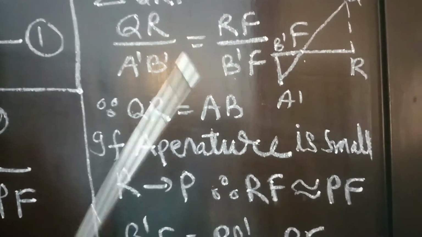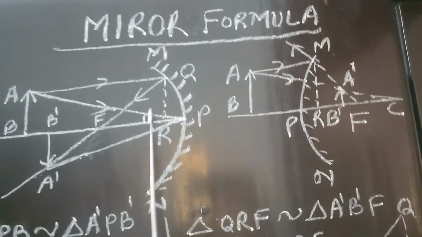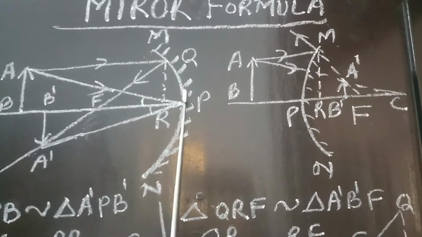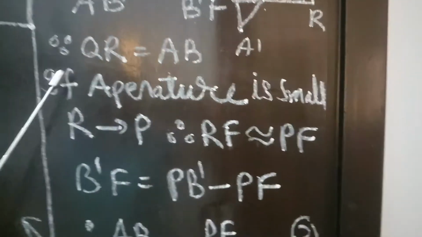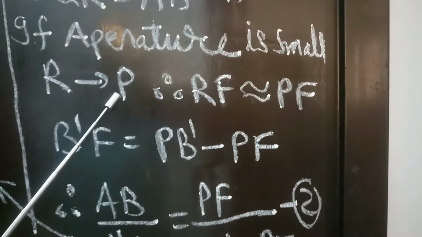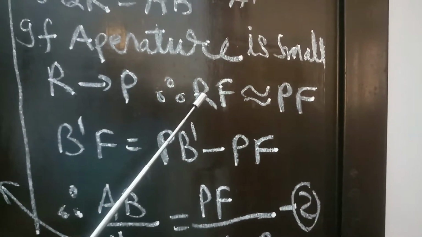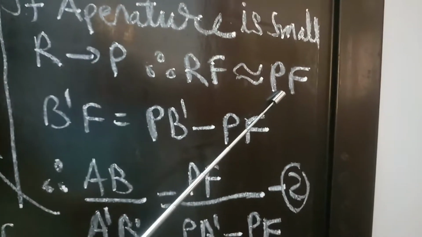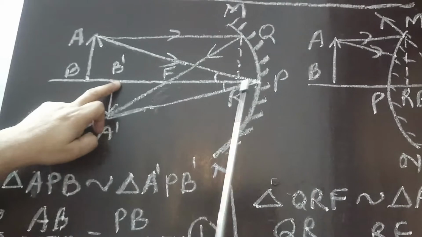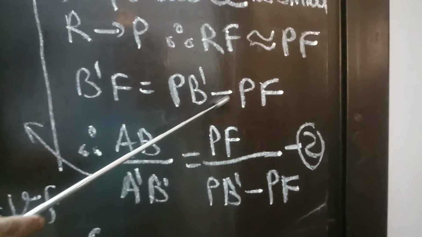Now if we assume the aperture of the mirror is small, then Q will be near to P, and if Q is near to P, then R is near to P. This point is very important. I assumed that if the aperture of the mirror is small, then R tends to P, मतलब R P के पास पहुंचेगा. Therefore RF will be approximately equal to PF. Now we have to find B dash F, which will be equal to PB dash minus PF.